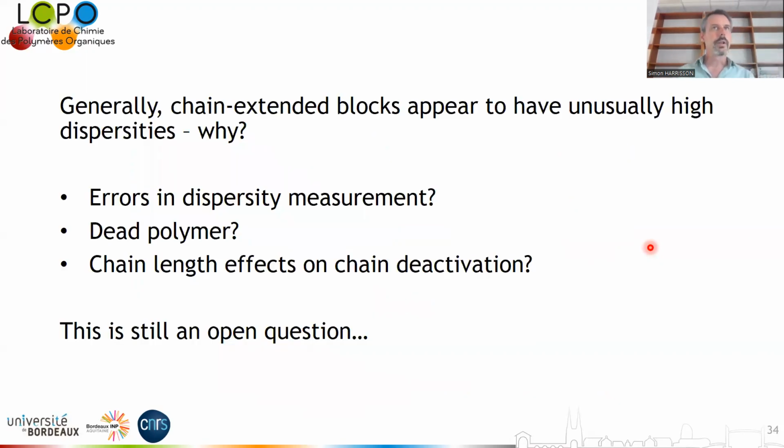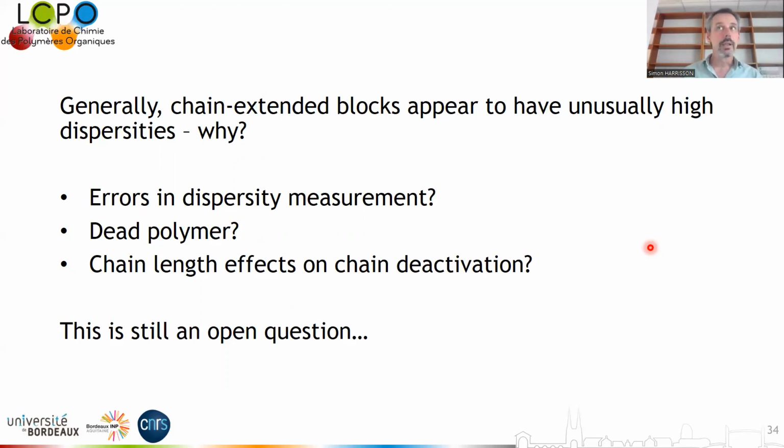And this is not just an issue with that one particular polymerization. As I said, this is really a very well-controlled polymerization. And we see that in essentially all block copolymerizations. Typically, the chain extended blocks appear to have unusually high dispersities. And really why that is, I think, is still an open question.